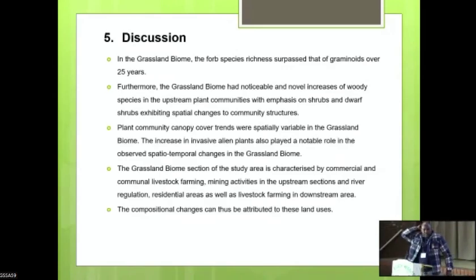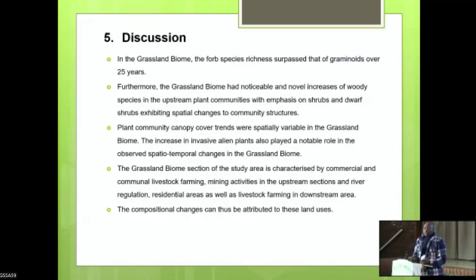In the discussion, in the grassland biome, your forbs surpassed your gramineae in terms of richness over 25 years. Furthermore, we saw an increase in woody species in the grassland biome over 25 years. The economic cover trends are variable in the grassland biome, whereby there was an increase in the upstream and usually a decline in the downstream areas.